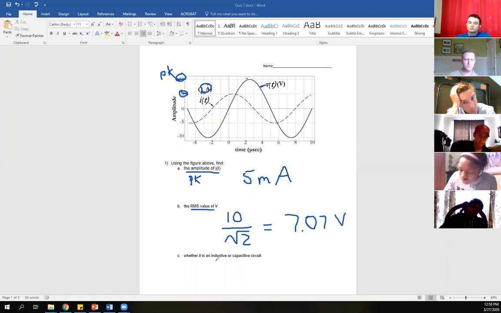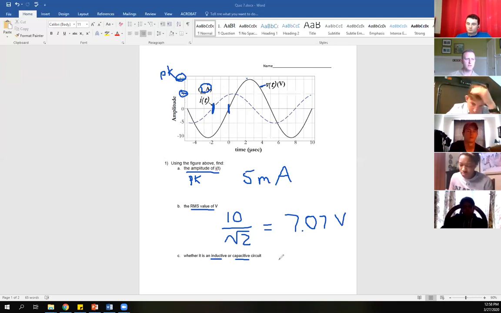The last thing is back to Eli the Iceman. Is it inductive or capacitive? This one is crossing through 0 before this one. And so I leads E. I leads E or V. It spells ICE. It is capacitive.